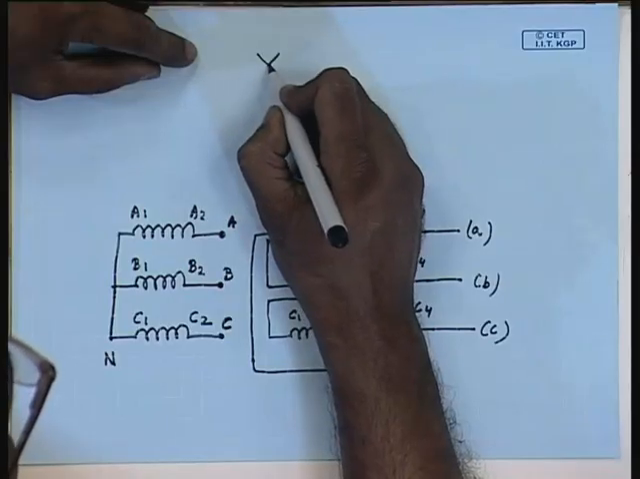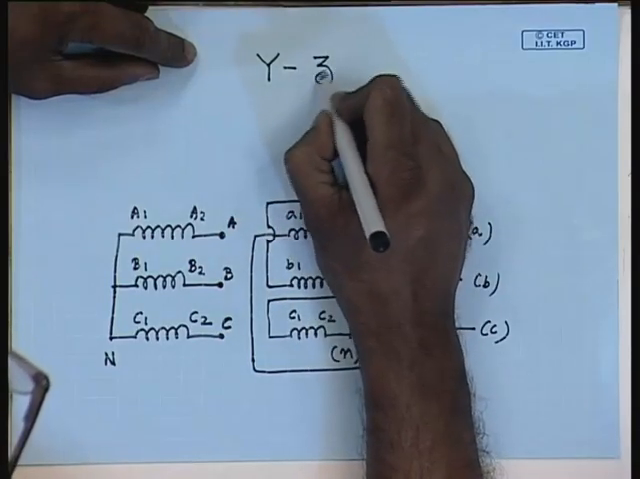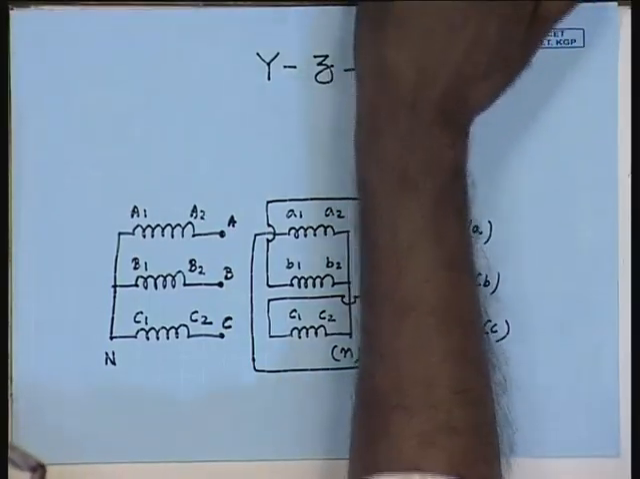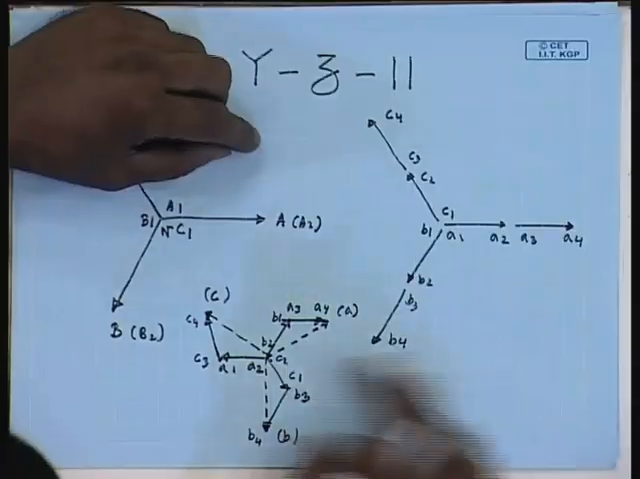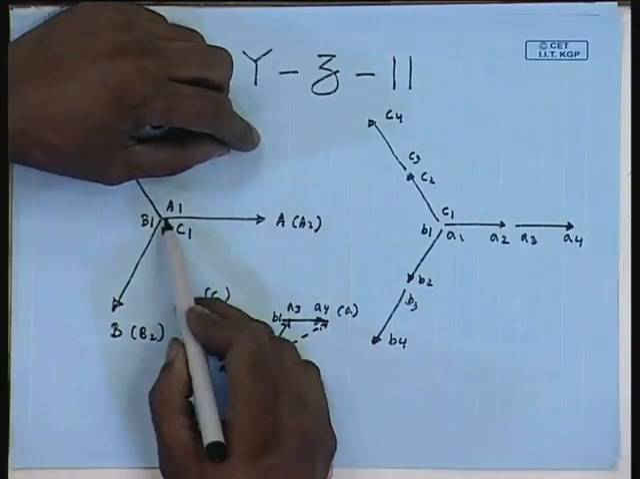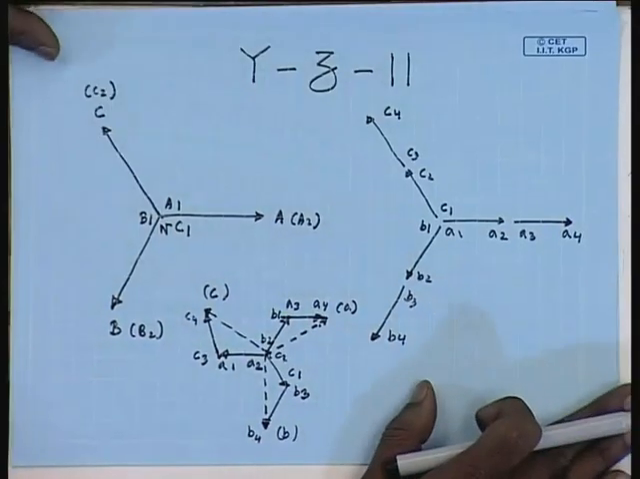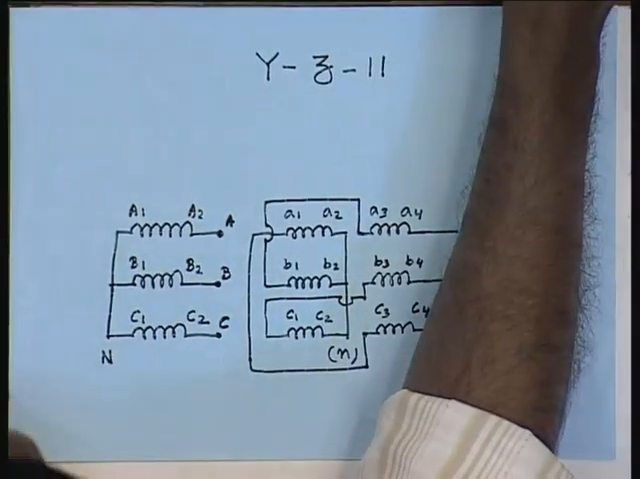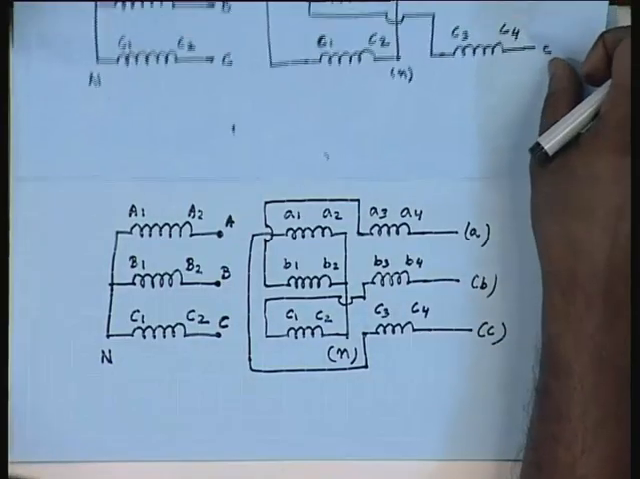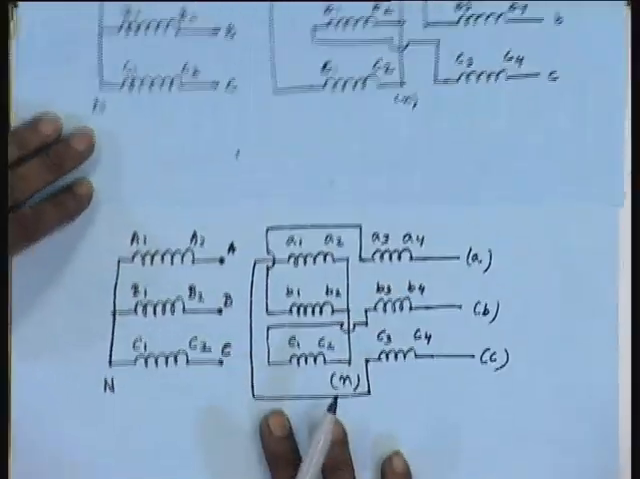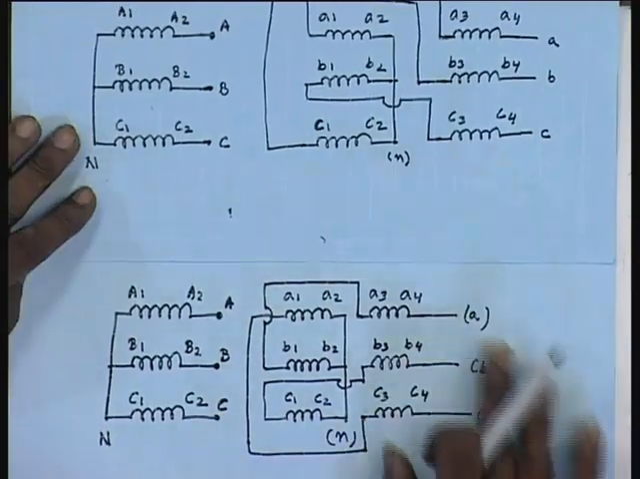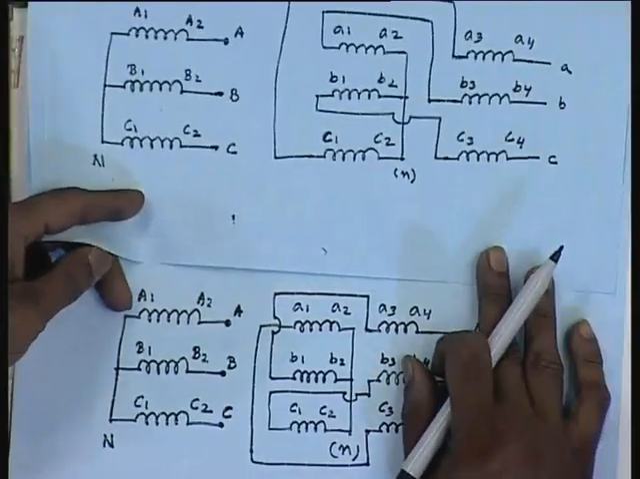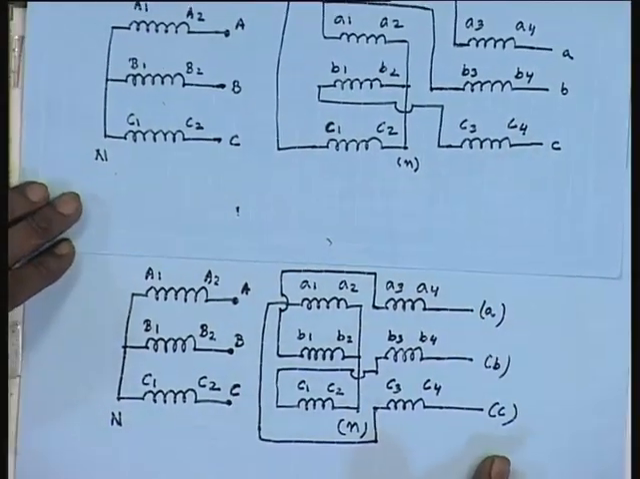YZ11, where we find that the line to neutral voltage on the low voltage side leads the line to neutral voltage on the high voltage side by an angle of 30 degree. It will be interesting to compare the connections of YZ1 and YZ11. This was the connection of YZ1.